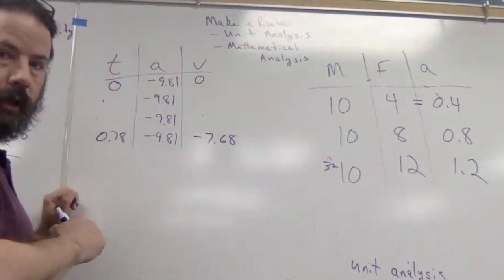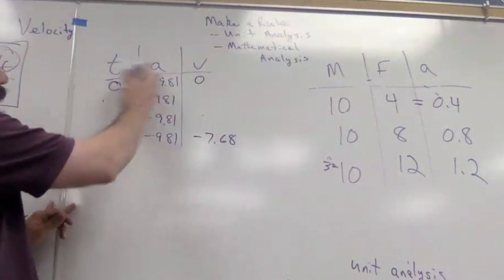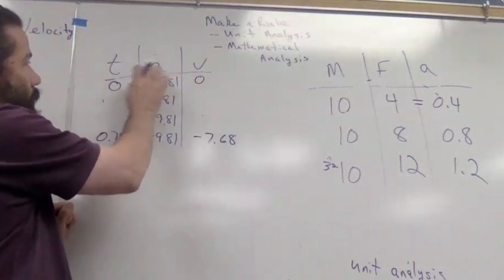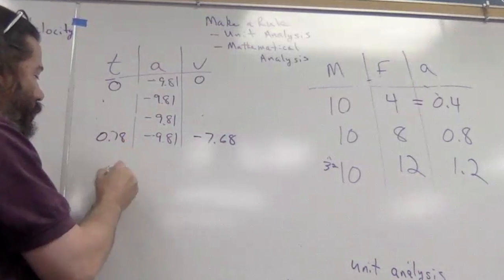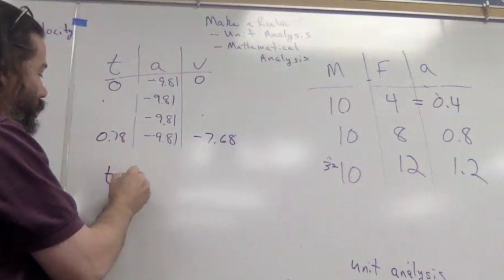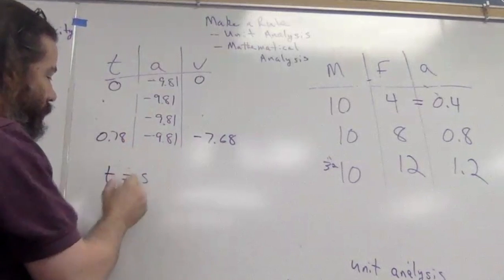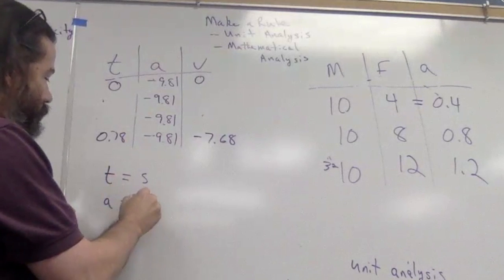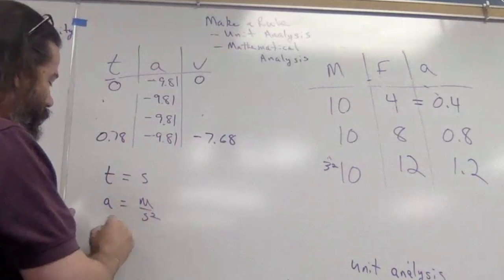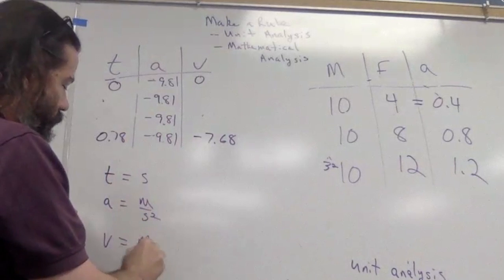Let's do dimensional analysis first. The first thing I do is look at what I'm working with. I've got time, acceleration, and velocity, and I look at their units. The unit for time is seconds, the unit for acceleration is meters per second squared, and velocity is meters per second.